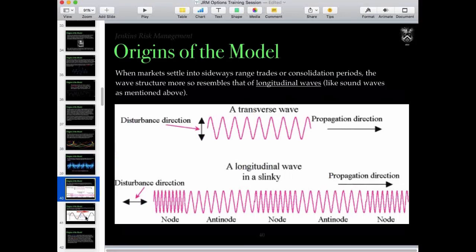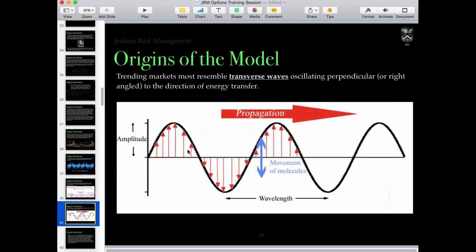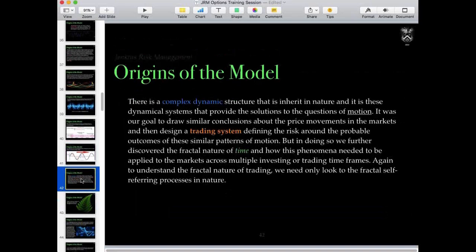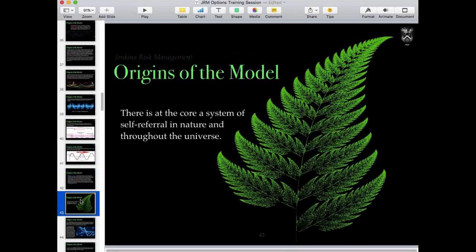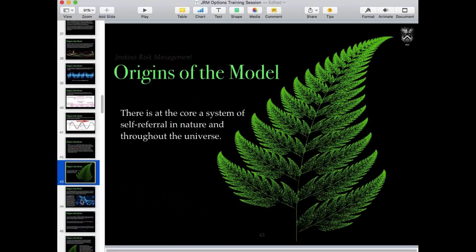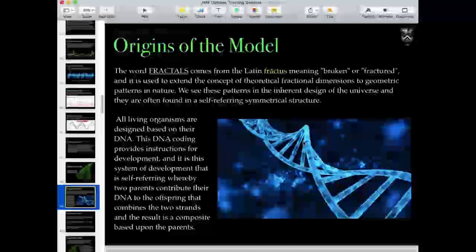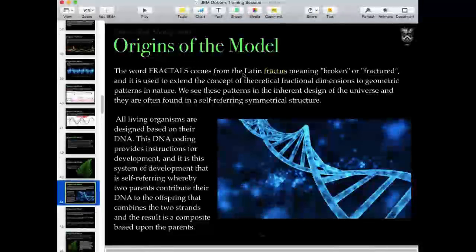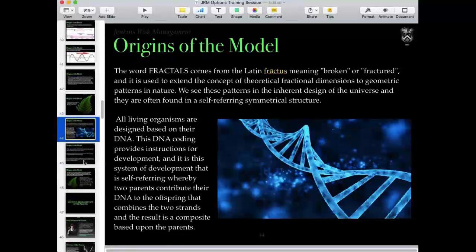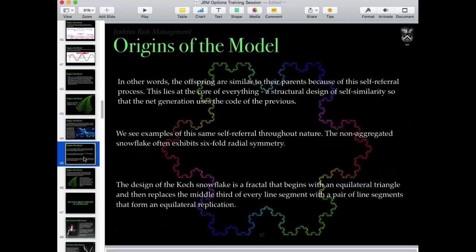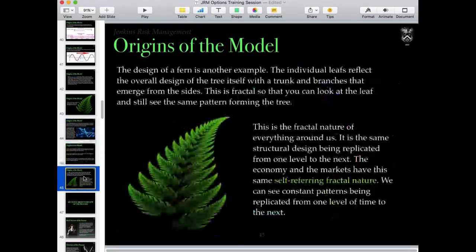So this is some more of the physics behind cycles and how to structure these types of systems. Here was an example of that firm that I brought up earlier. All right, even our DNA is a self-referring process. I won't get into that, but that's the Latin term fractus. So we come from the structure of our parents, right? So the DNA is a self-referring process, but it's the same thing in markets.